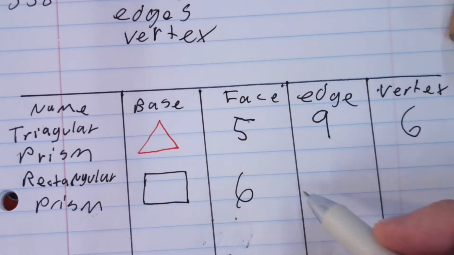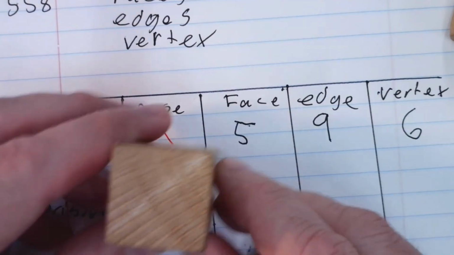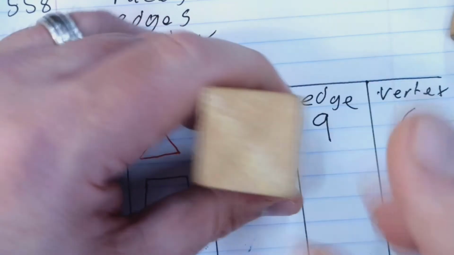All right, so then we got to go to edges. Let's look at the edges. I'll go back to this for edges. So we got 1, 2, 3, 4. That's easy. Flip it over. 5, 6, 7, 8.